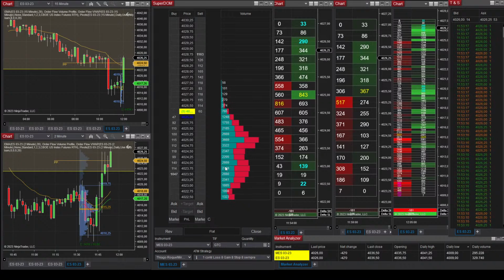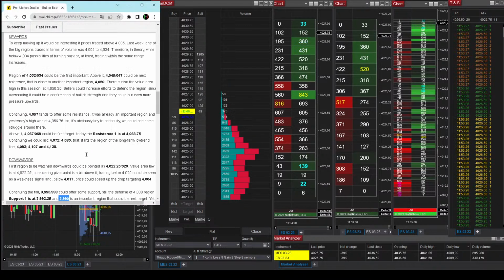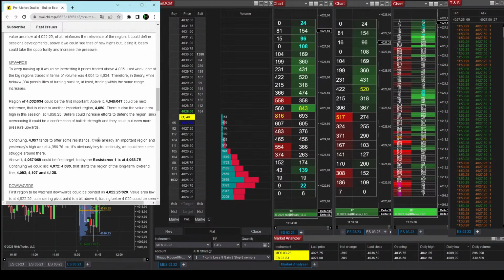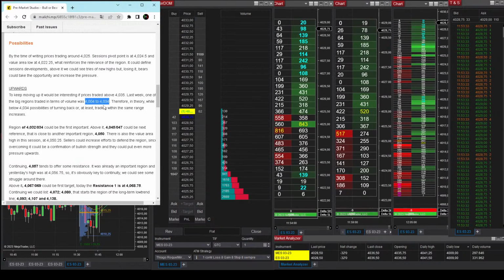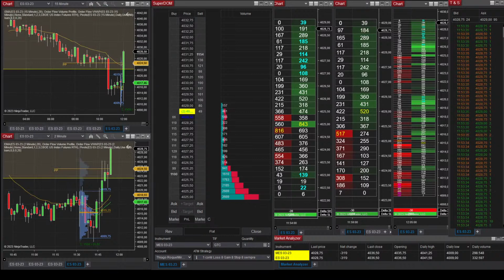That is also the top of the range I've mentioned from 40.04 to, just a second, 40.04 to 40.34, a big range traded last week.